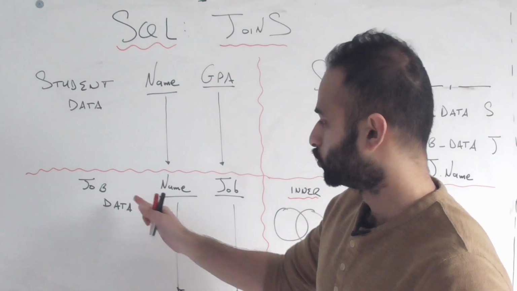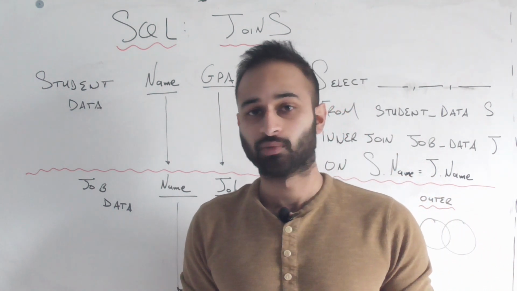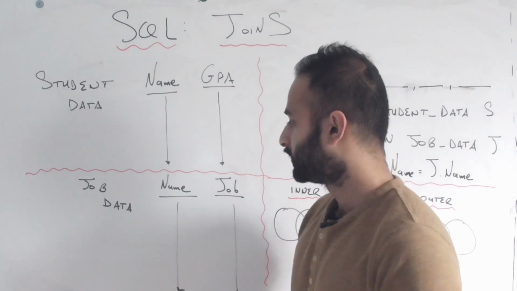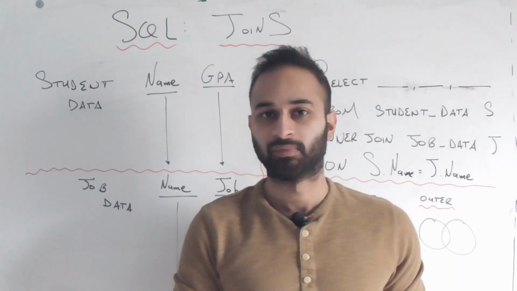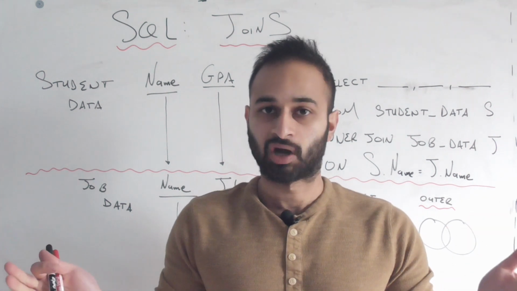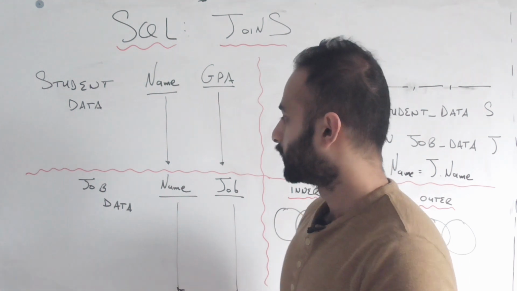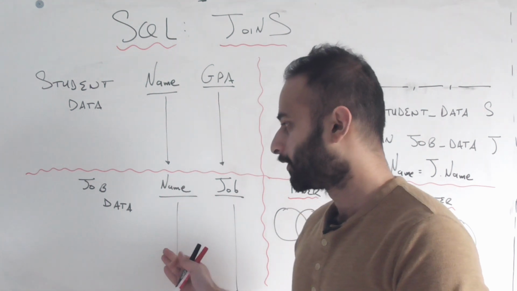So in this table, we have job data. And job data will have a couple of columns, but in this case, we just care about the name of the employee and what job they have. So maybe they work at the library, maybe they work in student dining, whatever their job might be. Now, there's information we care about in student data, and there's information we care about in job data.